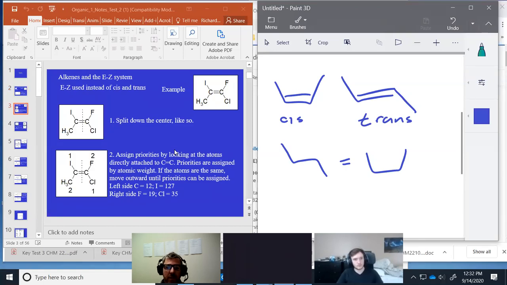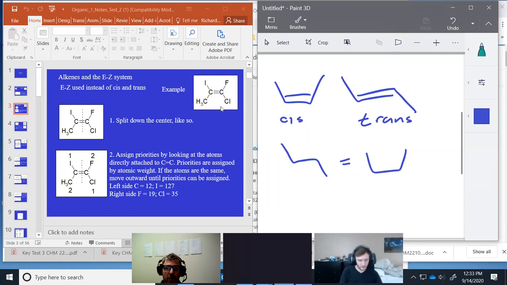Now, the thing is that that's fine if you've got hydrogens, but what if you don't have hydrogens on your double bond? How do we distinguish between different isomers when we don't have hydrogens there? Then we've got to use something called the EZ system, which I hope you'll find to be easy. So what we're looking at, for example, would be this one here, where we've got the CC double bond. We have an I up here on the top left, CH3 on the bottom left, an F on the top right, and a Cl on the bottom right.